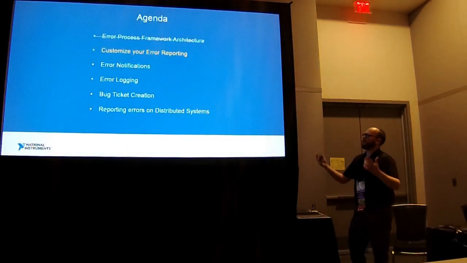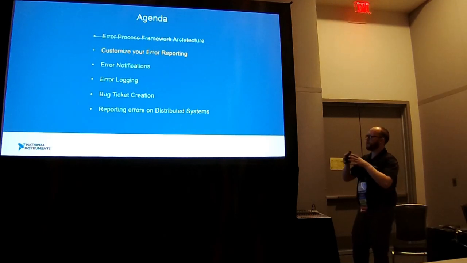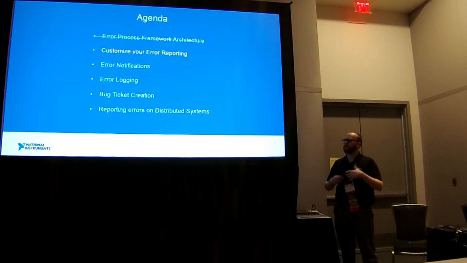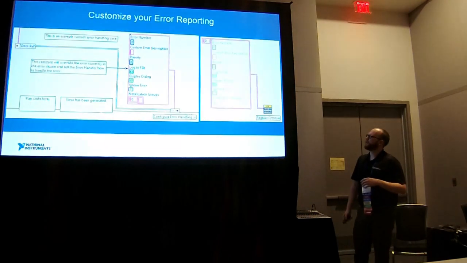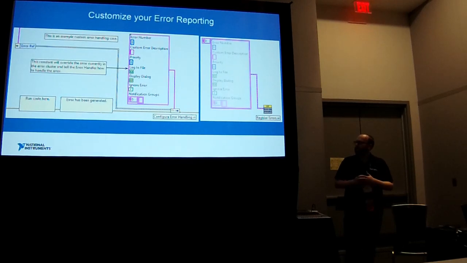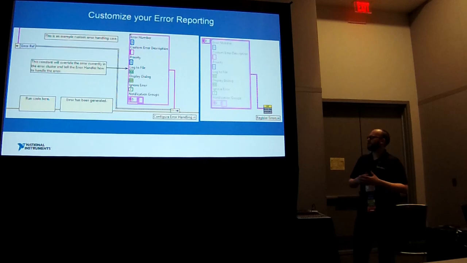So that's kind of the overall architecture. I'm going to talk about some of the more core components. The first thing I'm going to talk about is how you can customize your error reporting with our error process framework. Here are a couple of other VIs you can use to do this. On the left-hand side, we call this inline error reporting, and on the right-hand side, it's a method call.